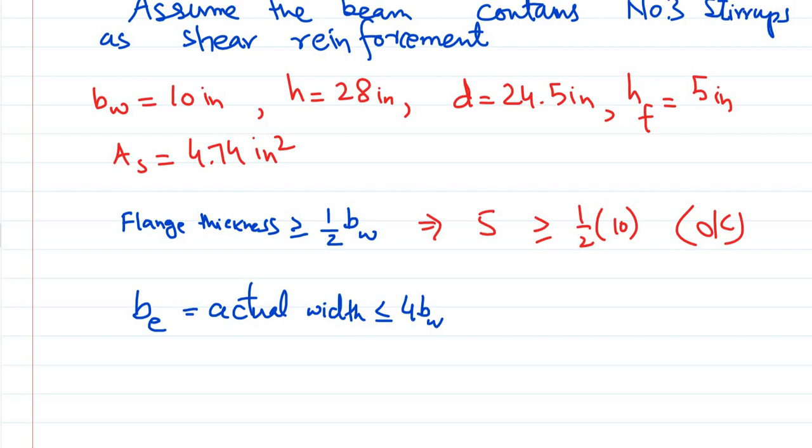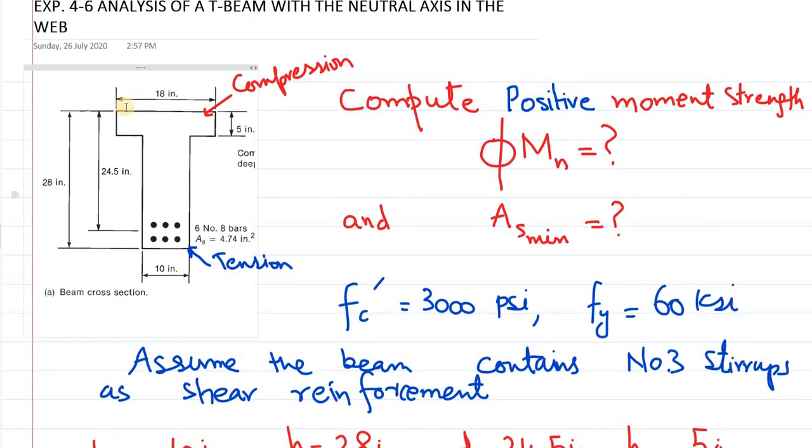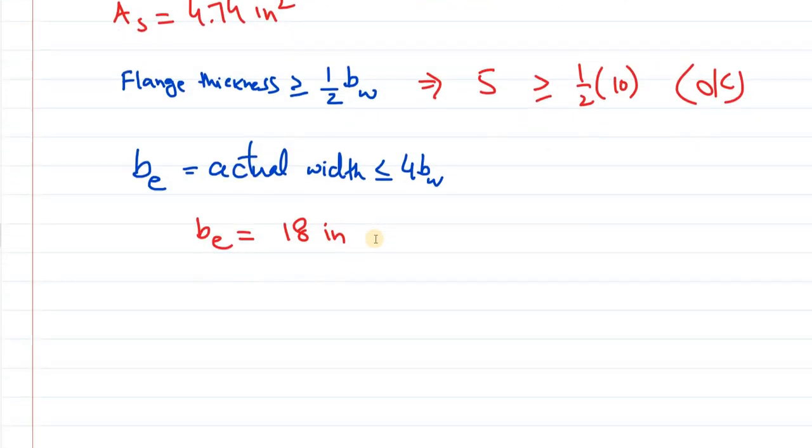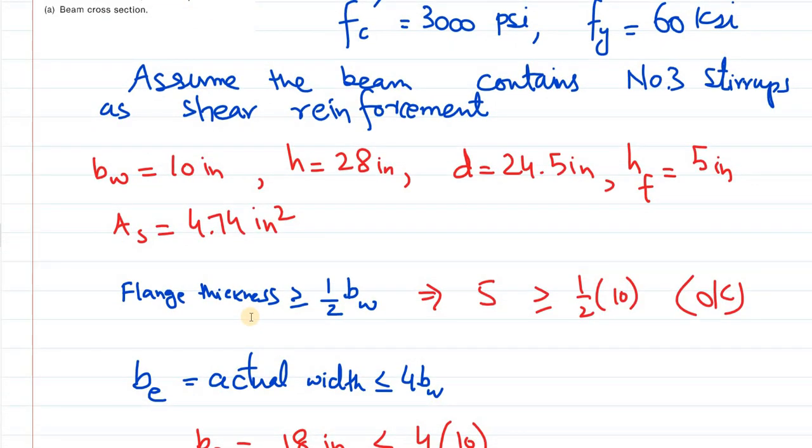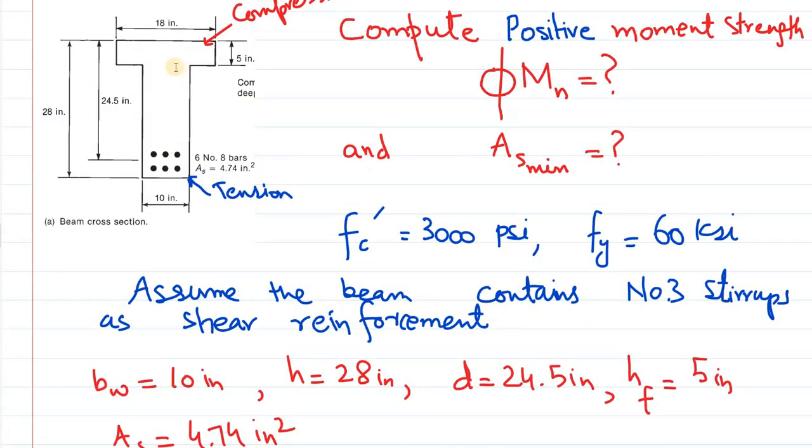And BE is equal to the actual width 18 inch, but the limit on this is 4 BW. Upper limit is 4 BW, should be equal to or lesser than 4 times BW, which is 10. So this is okay, 18 inch actual dimension. All right. So we have checked the ACI requirements. It meets the ACI requirements. Fine. Next, you need to consider that in this case the compression is on the flange side.